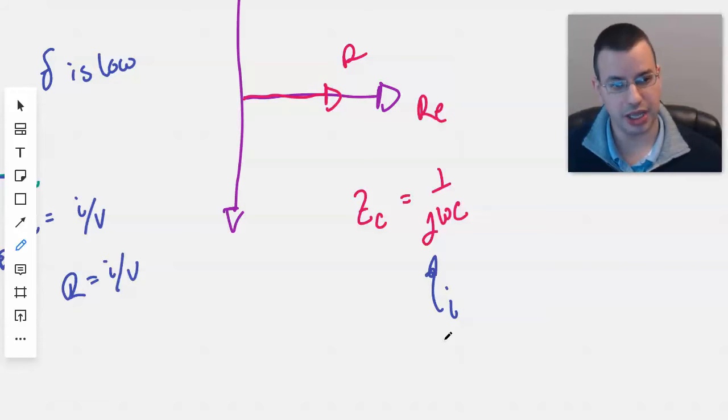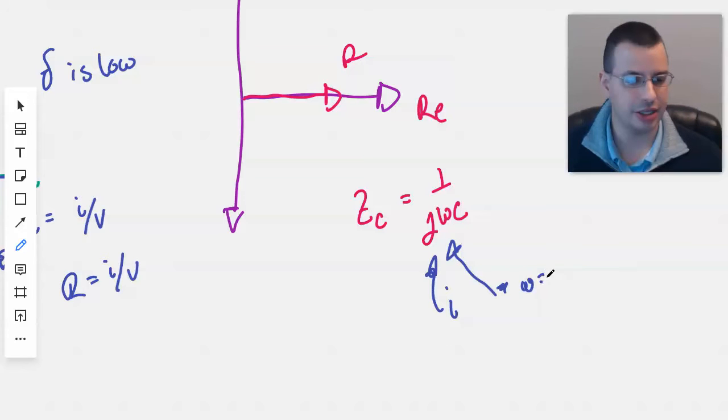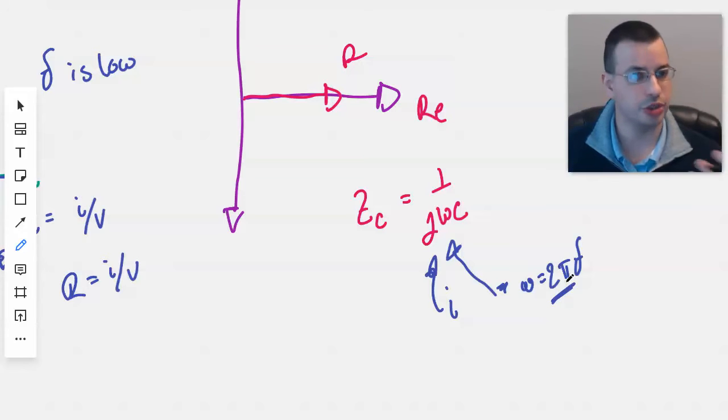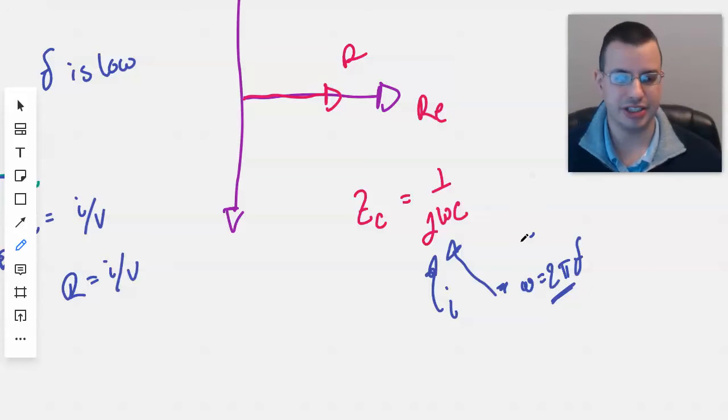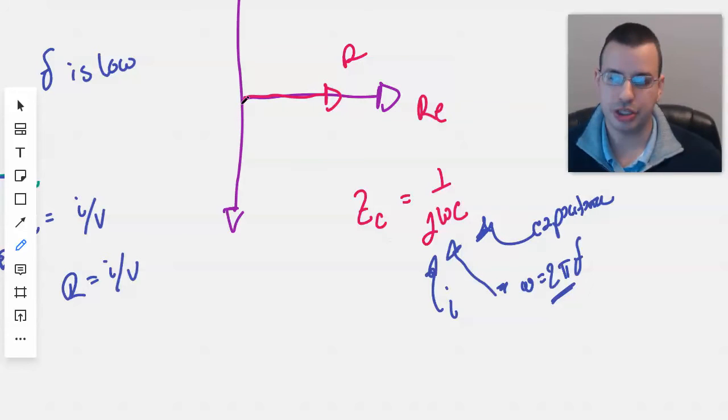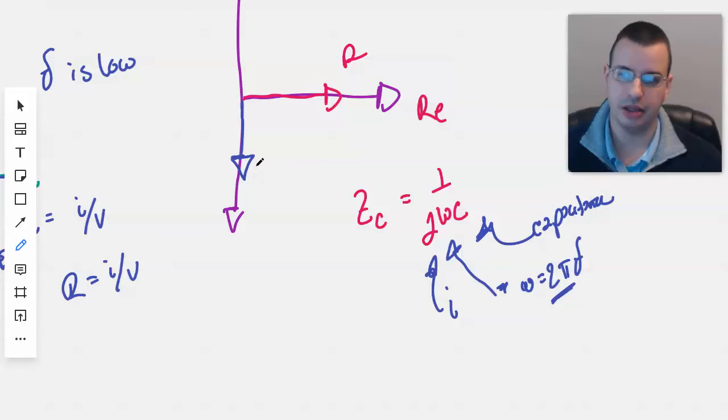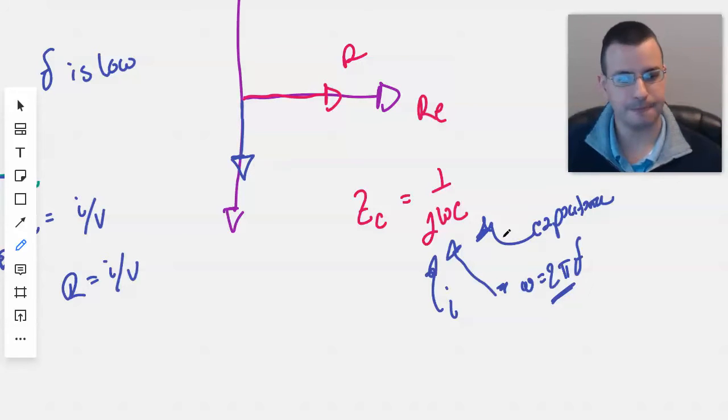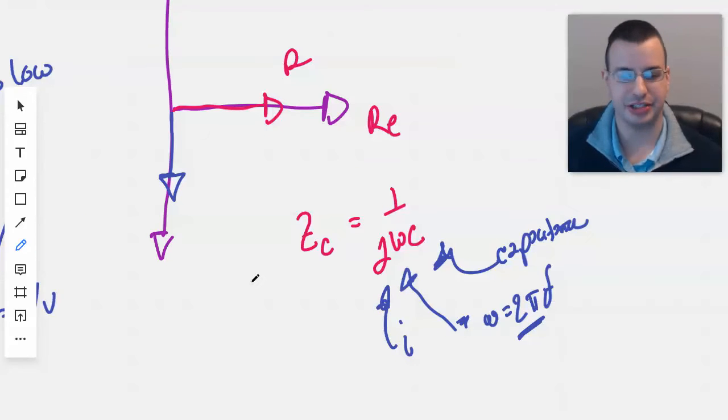You square j, then you get -1. Omega is angular frequency. So omega equals 2 pi f. It's just more convenient to throw that 2 pi in there. So we use omega. And then C is capacitance, measured in farads. And so when we measure this, we measure it on the imaginary plane, imaginary axis.